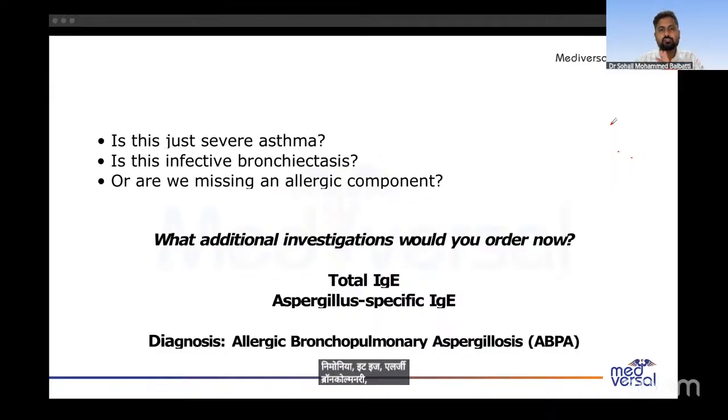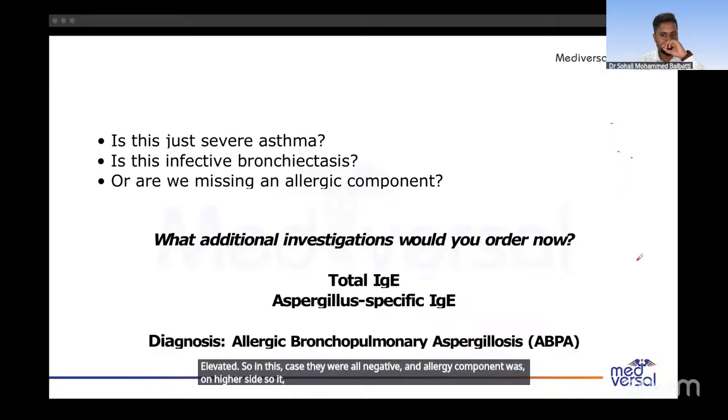Aspergillus is not doing anything here. Since he is an asthmatic, he is hypersensitive. Just when he inhaled the aspergillus, there is a hypersensitivity response. That's why total IgE, aspergillus specific IgE and AEC are elevated. If there was an infection, he would have a fever or chest pain, there would be other radiological findings on the HRCT, or his CRP or other infective markers would have been elevated. In this case they were all negative, and the allergic component was on the higher side. So it was diagnosed as allergic bronchopulmonary aspergillosis.